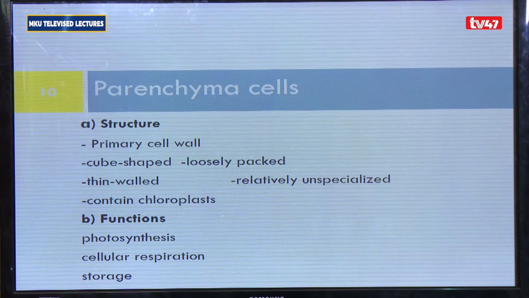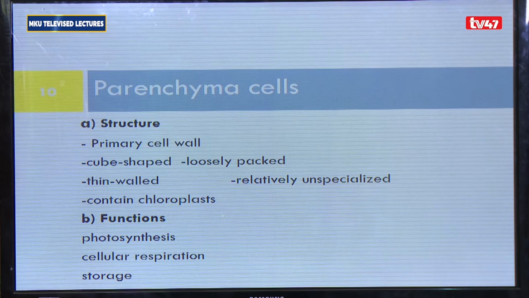So to start off with the parenchyma cells, generally, these tend to be unspecialized cells found in the plant. They have got a primary cell wall that is made up of cellulose. They tend to have a thin cell wall, and they contain chloroplasts. These cells play a key role in terms of the growth of the plant and also in terms of photosynthesis.